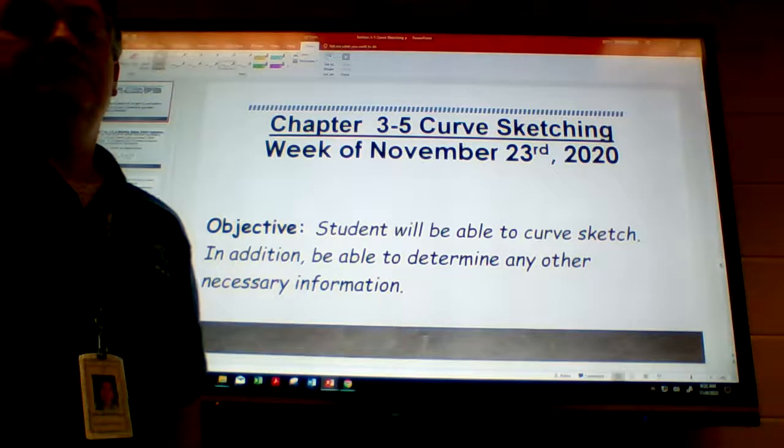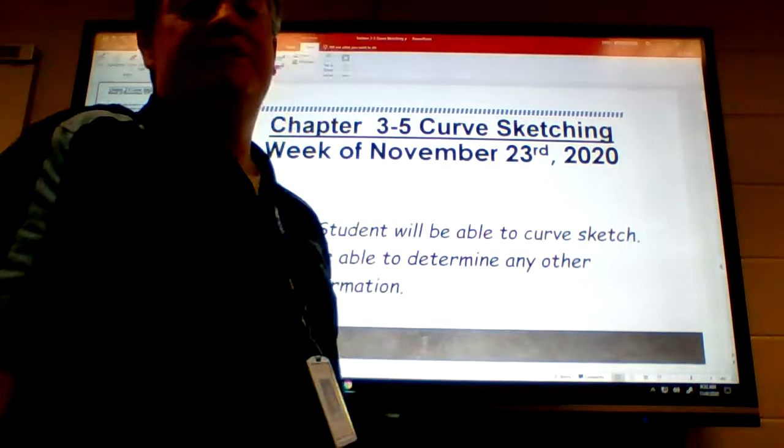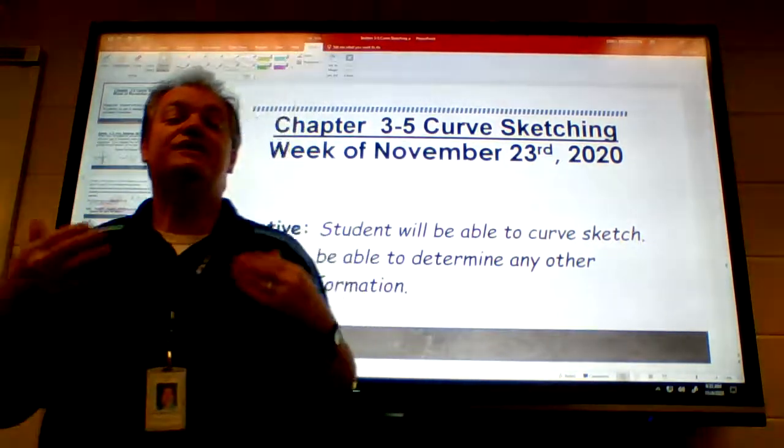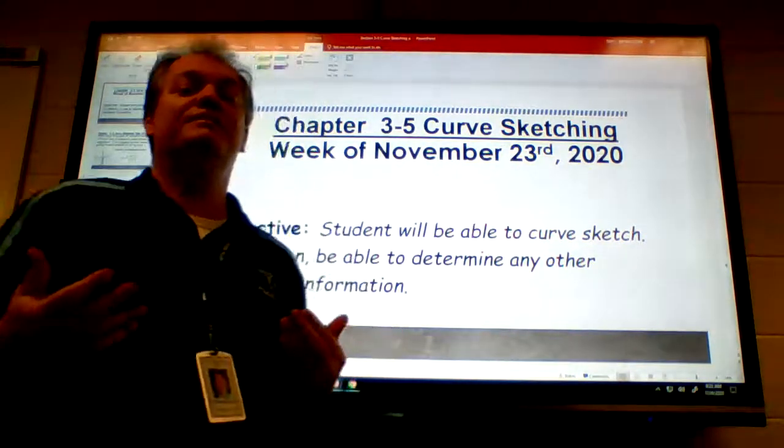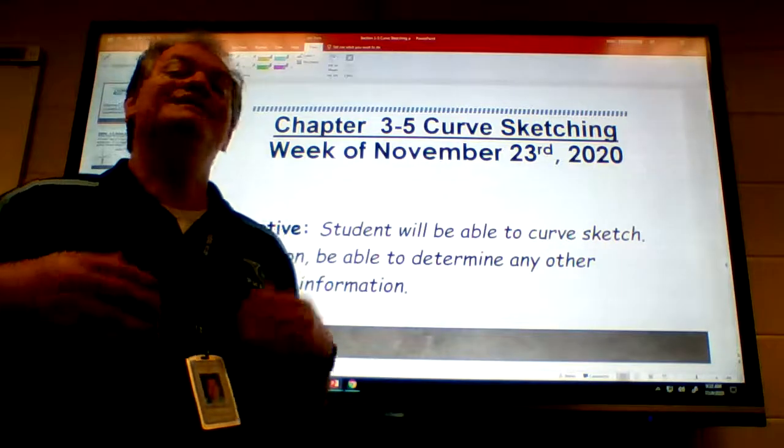Okay, today, folks, we're going to talk about curve sketching, section 3.5. Actually, curve sketching is a culmination of all the topics we talked about so far in chapter 3.